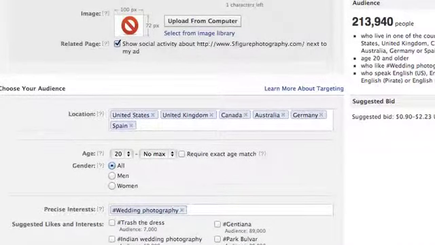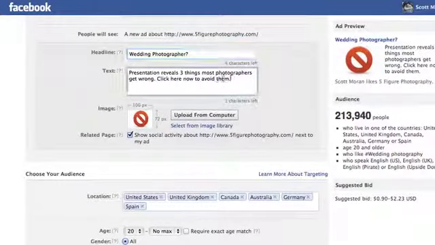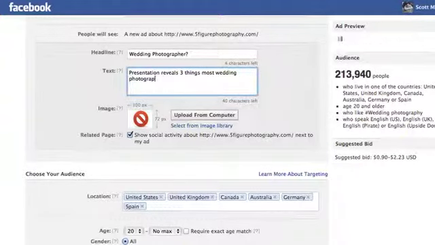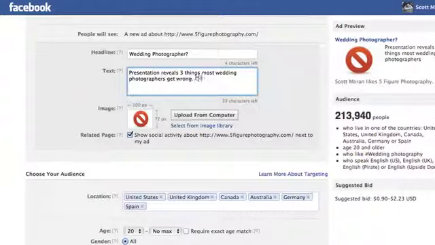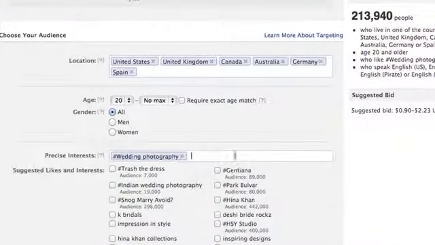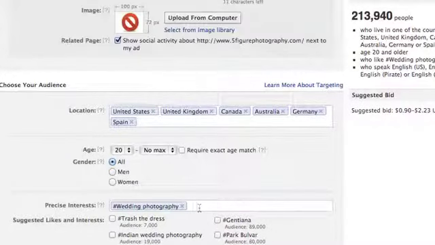So I can change my ad to say, wedding photographer, new presentation reveals 3 things most wedding photographers get wrong. Click here. Boom. You can't get more targeted than this. If you had a wedding photography product and you want to sell it, call me or just create this ad yourself. This ad will get clicked on like crazy, and your cost per click will be pennies because no one else knows that this keyword exists. You just did the research to go find it, and now you're creating an ad that's targeted just for those people.